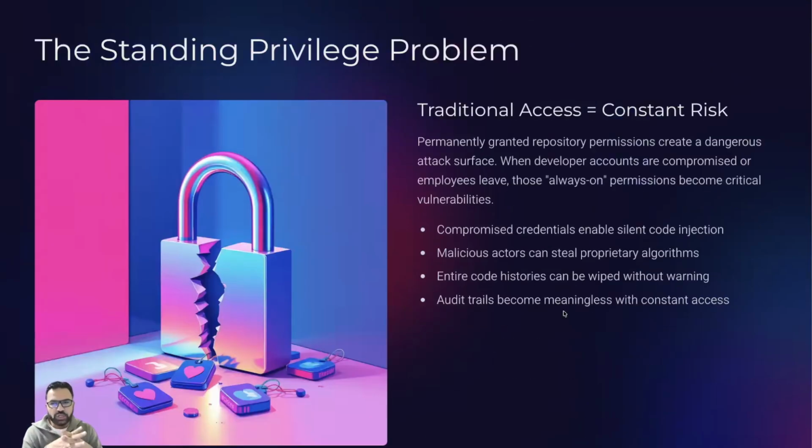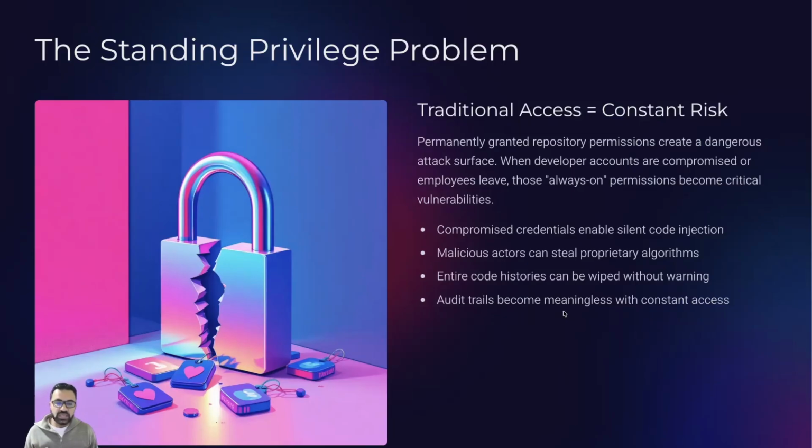Now, standing privilege is a problem for GitHub repositories. Traditional access means constant risk. Permanently granted repository permissions create a dangerous attack surface. When developers' accounts are compromised or employees leave, sometimes the always-on permission stays there, and that becomes a critical problem. These can be used for silent code injection.